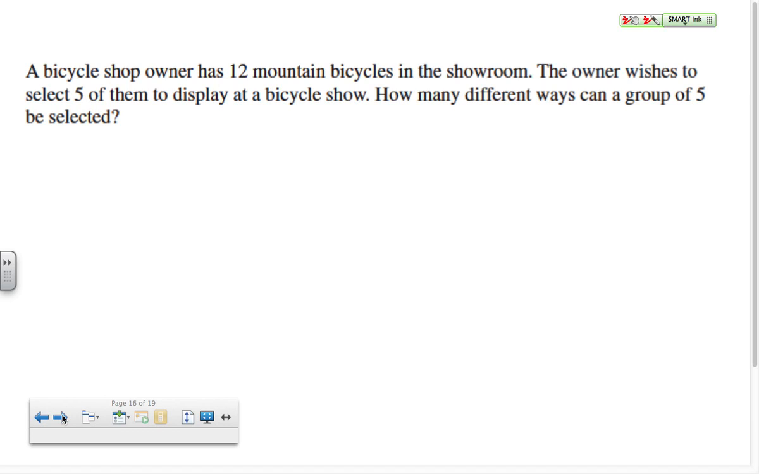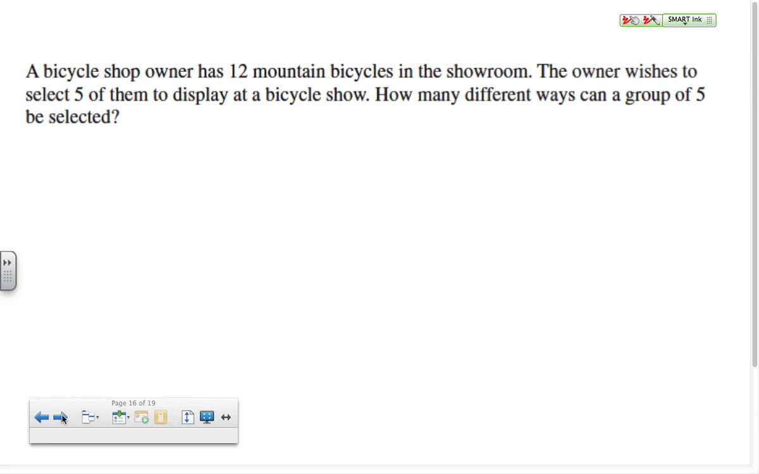Alright, we're going to do 2 more examples, okay? And then I'm going to let you work on your own for a while. I know I've thrown a lot of information at you. Okay, a bicycle shop owner has 12 mountain bikes in the showroom. If he wants to select 5 of them to display at a bicycle show, how many different ways can a group of 5 be selected?